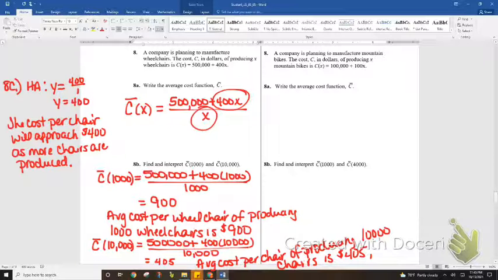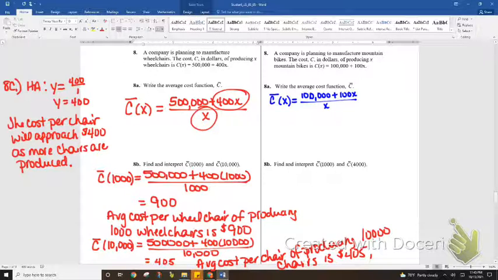Alright, in pencil, problem number 8 is very similar. It says a company is planning to manufacture mountain bikes. The cost C in dollars of producing x mountain bikes is C of x equals 100,000 plus 100x. Write the average cost function. So the average, remember, is the total divided by however many there are. So we're going to take our total cost, the 100,000 plus 100x, and divide it by however many bikes we're going to manufacture.